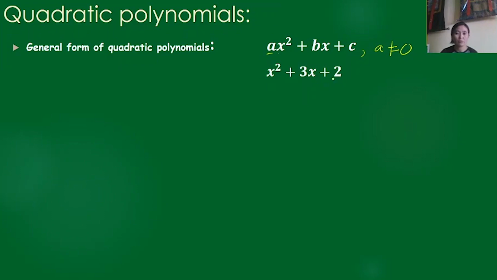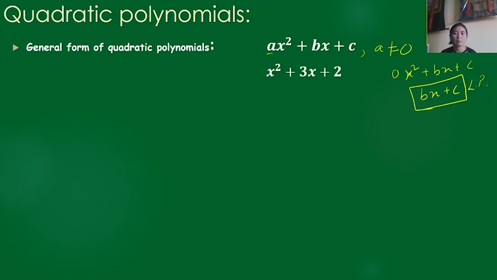Now what happens if a is equal to 0? Then we have 0x square plus bx plus c. Now 0 into x square is 0, so we are left with bx plus c. This is not a quadratic polynomial, since the highest power of the variable is not equal to 2. It is a linear polynomial. Here we are discussing the quadratic polynomial, so it is mandatory to have the highest power of the variable as 2.